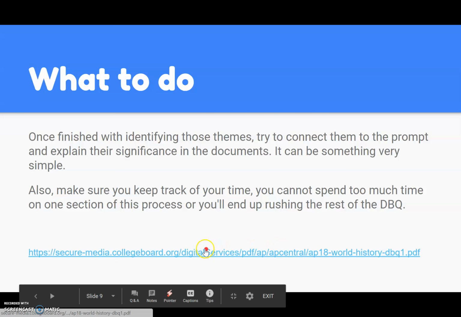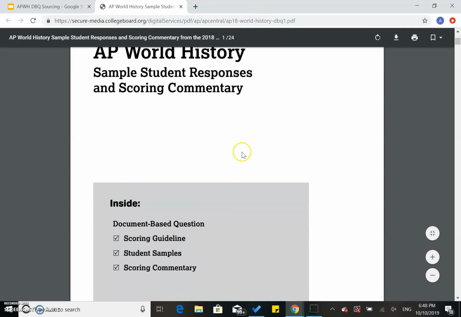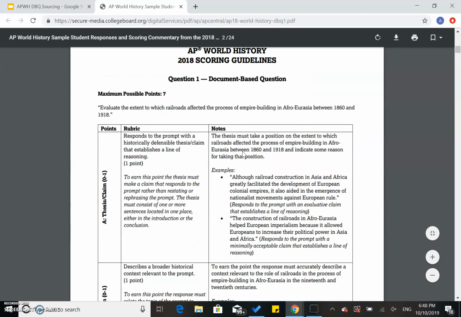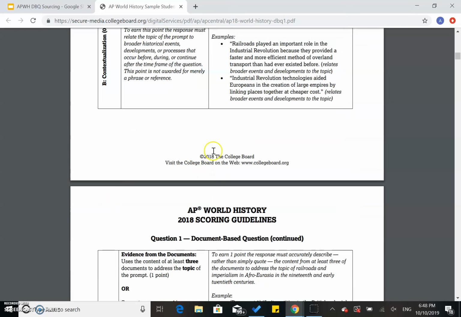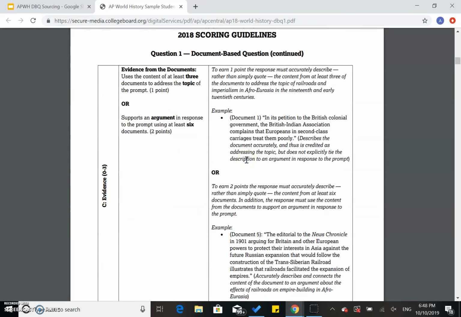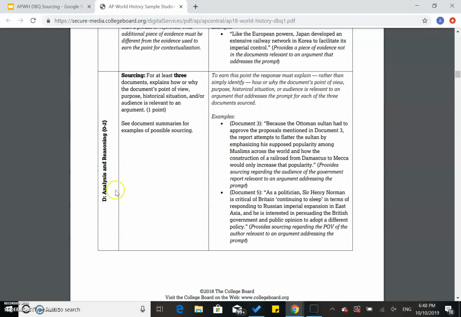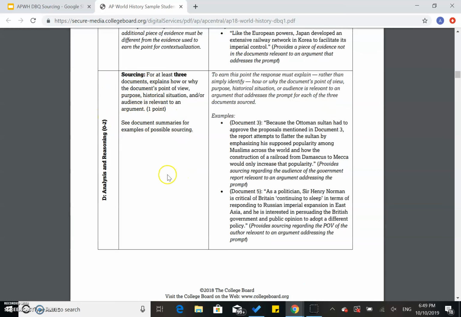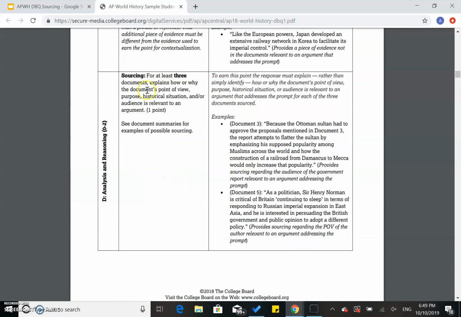So we're just gonna go to the website. This is the official College Board rubrics for the DBQ. So here we have thesis, contextualization, evidence. So we're gonna skip all this and we're gonna go to analysis and reasoning. Okay, you could score 2 points out of this one. There's sourcing, what we're gonna go into, and complexity. So let's ignore that for now. We're gonna get into sourcing.